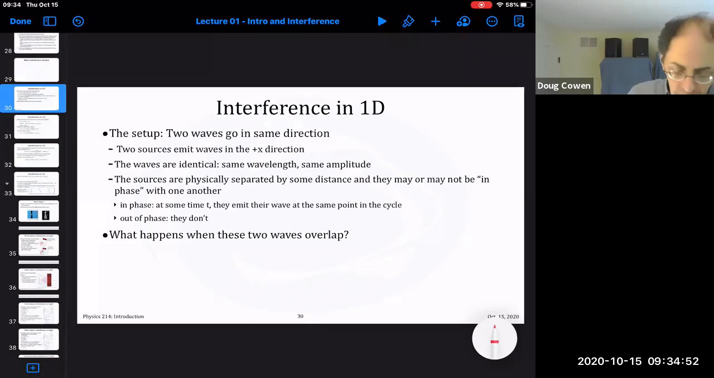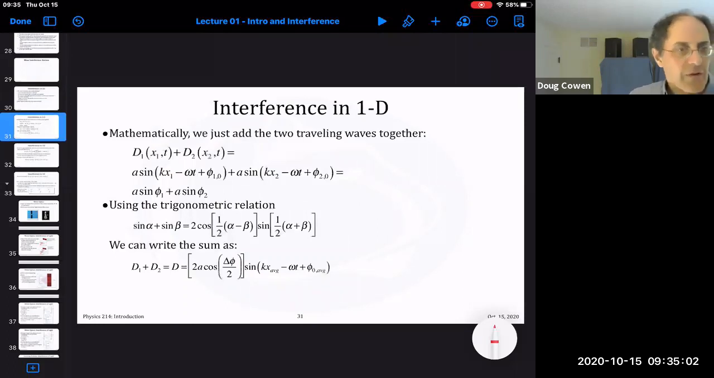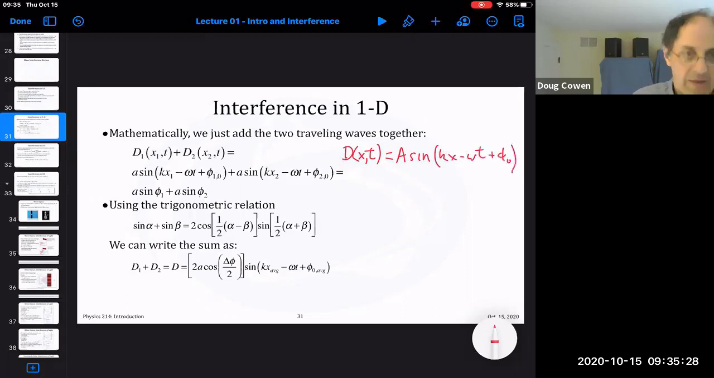Okay, so what happens when these two waves that are traveling in the same direction overlap with one another? In order to figure this out quantitatively, we add the expressions for each traveling wave to one another. In general, the expression for a traveling wave, which depends on position and time, is equal to the amplitude of that wave times the sine function with the argument kx minus omega t plus some phase.